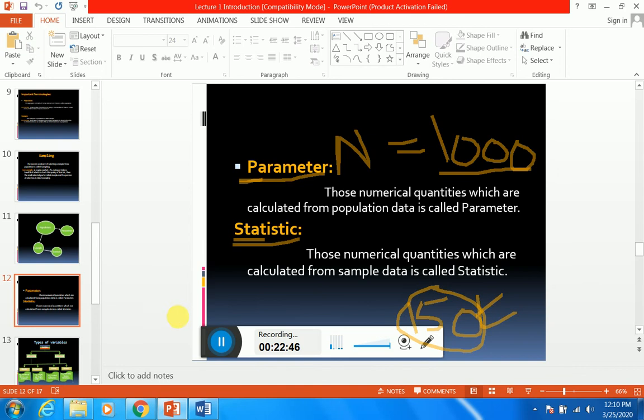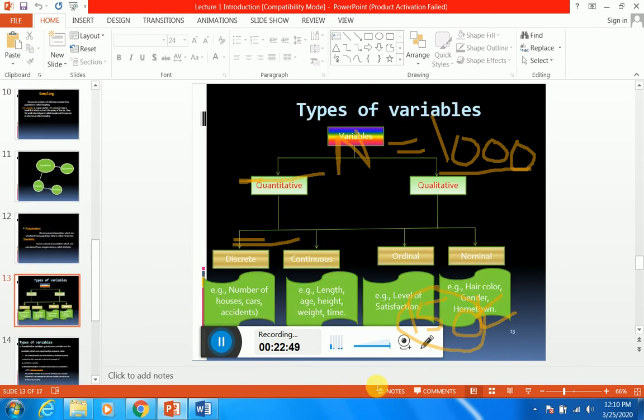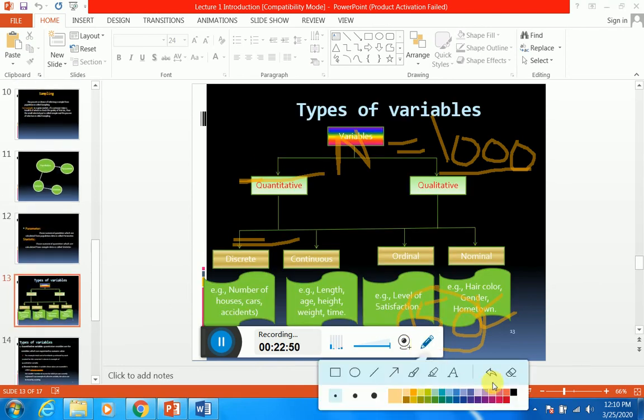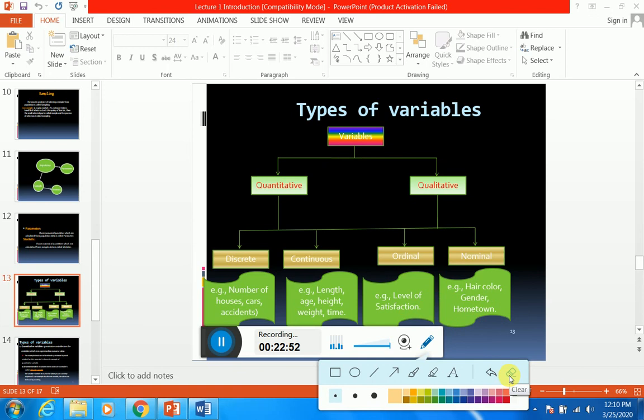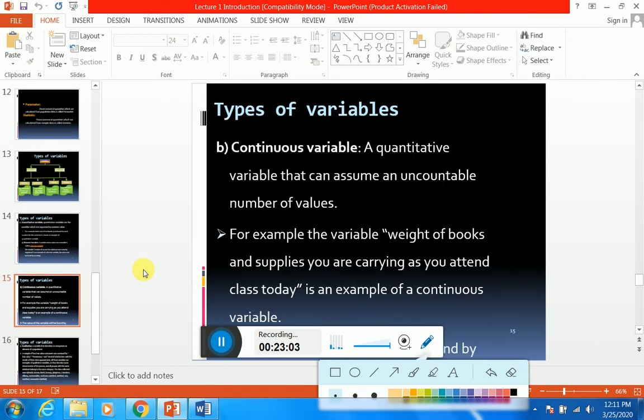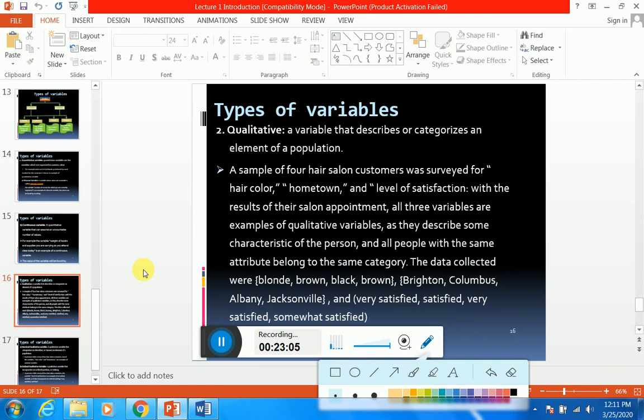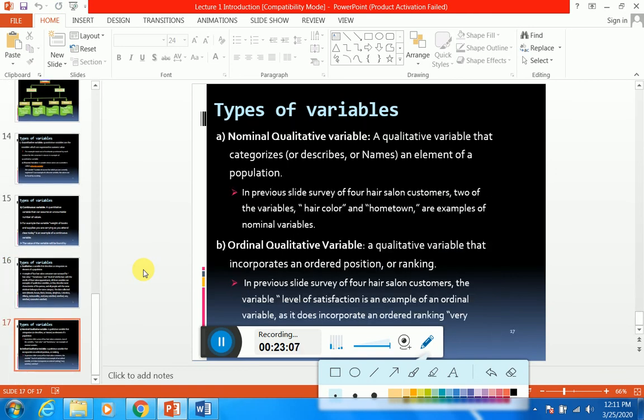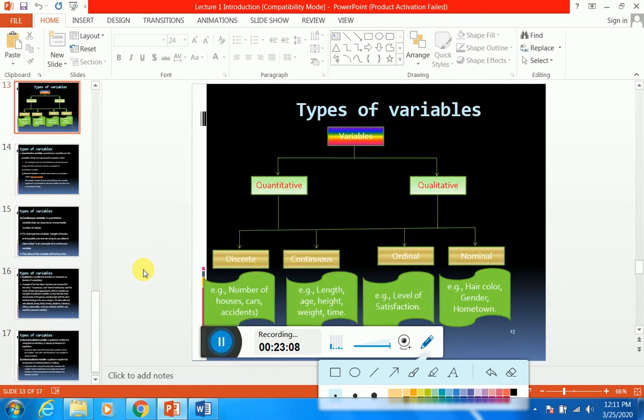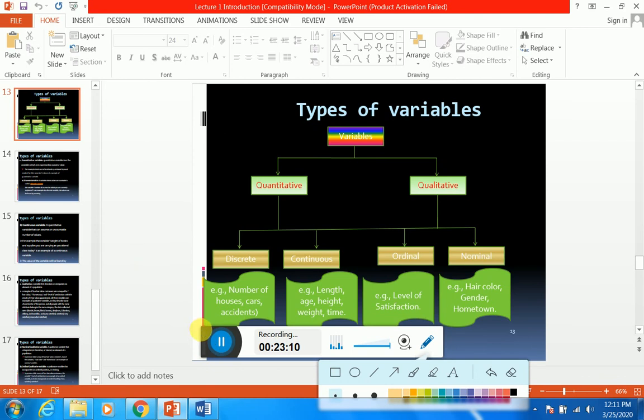Next we are moving to the next slide. The main idea of this slide is the types of variables. We have already discussed what variables are in different slides. Continuous variables will be covered later, but this will give you a general idea and make it fully clear.